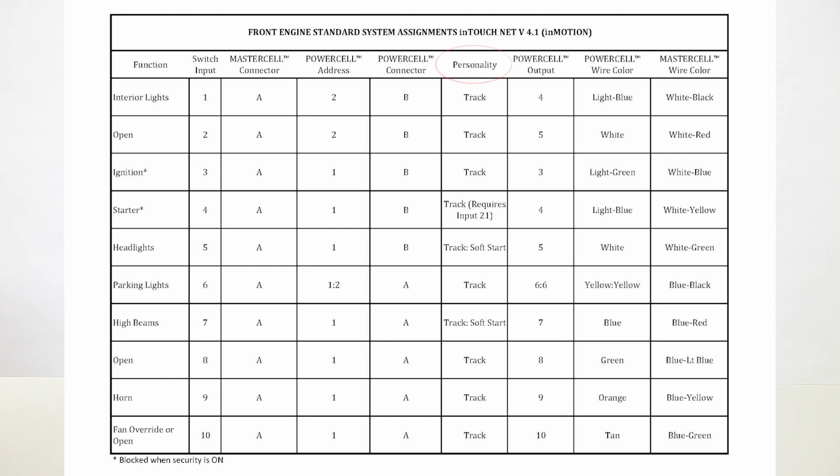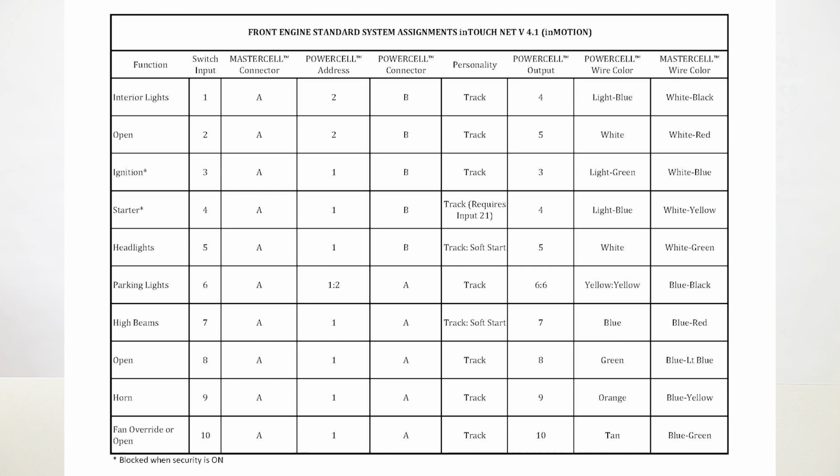The next column is the personality. And the personality describes how the output turns on and off based on the input. And there's a whole separate video talking about the details of personality. But in this most basic sense, most of our outputs are track, which means that the output tracks the state of the input. When the switch is on, the output is on. When the switch is off, the output is off. So in the case of your ignition, when you turn on the ignition switch, you want the ignition output on. When you turn off the ignition switch, you want the ignition off. So that personality is track.